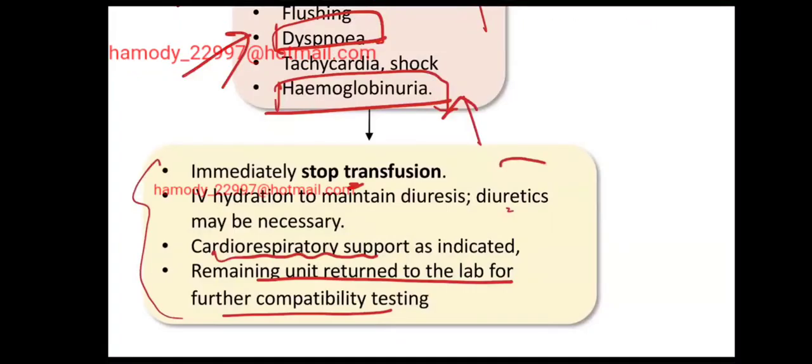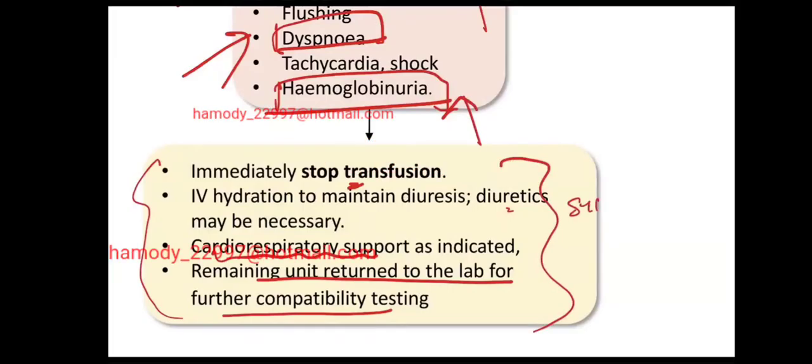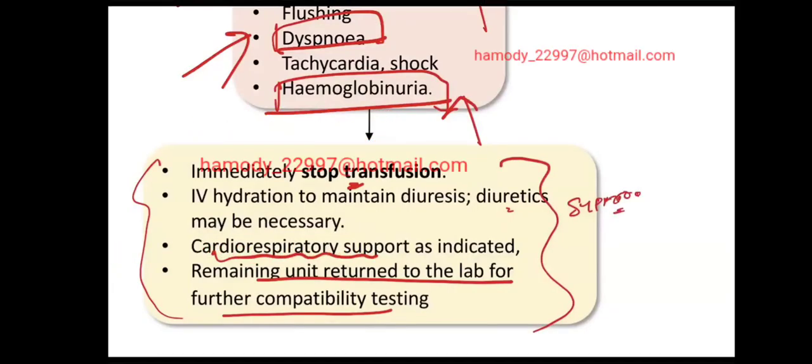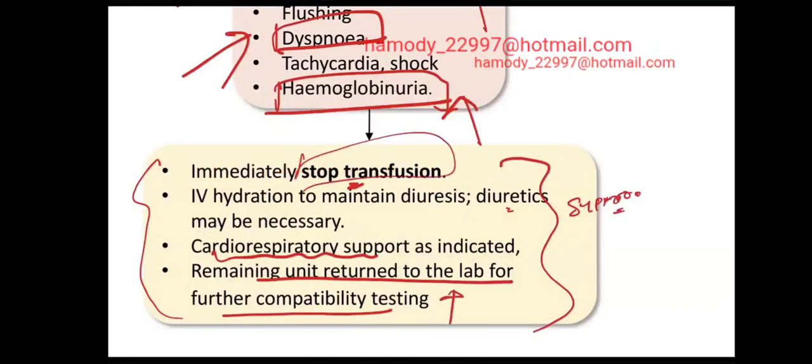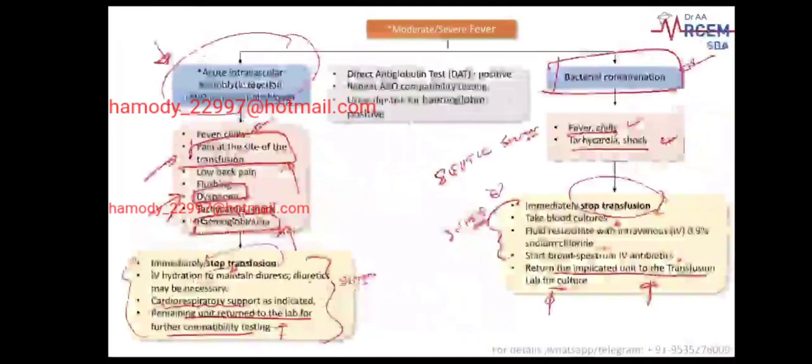So what do you need to remember? It's just a symptomatic treatment. There is no specific treatment. Stop the infusion, and return back the blood units you're transfusing.